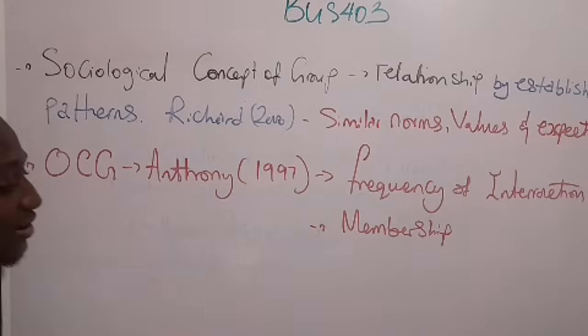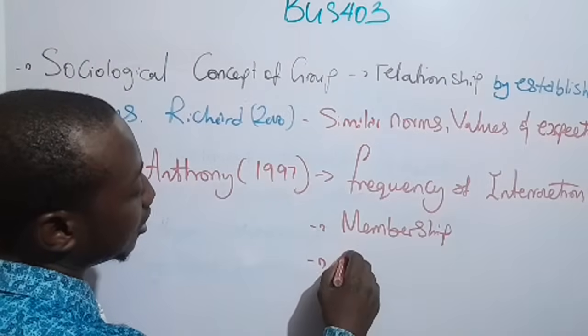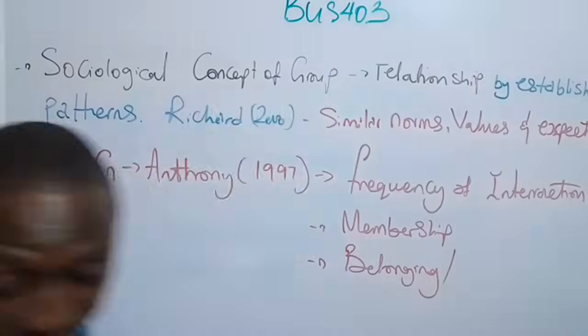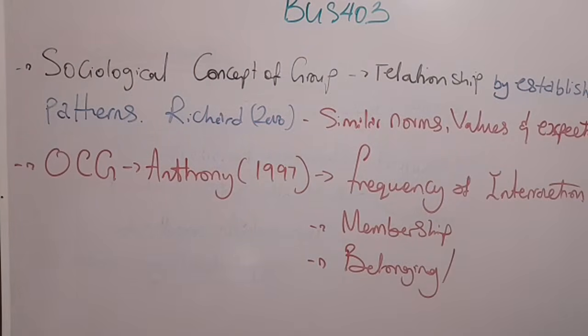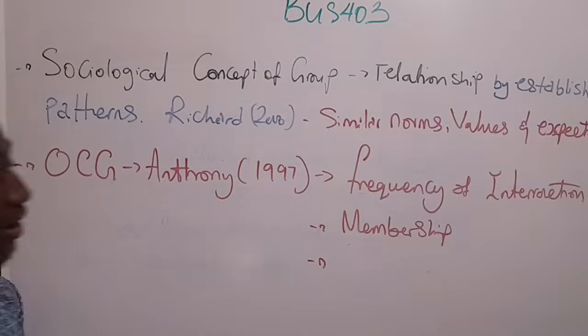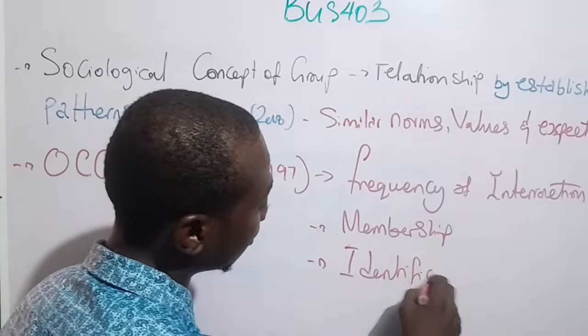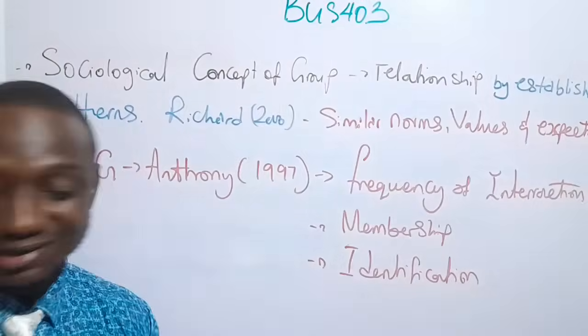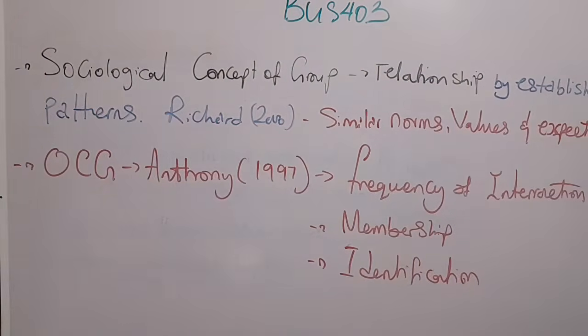And lastly, we have belonging, let's leave it as identification. You are easily identifiable by both members and non-members. So frequency, interaction, membership, and identification. Identification here is simply talking about being able to be identifiable by both members and non-members.